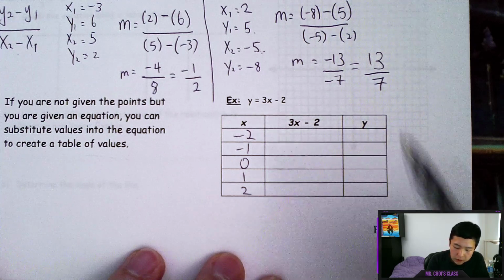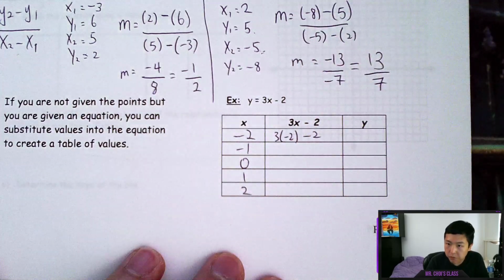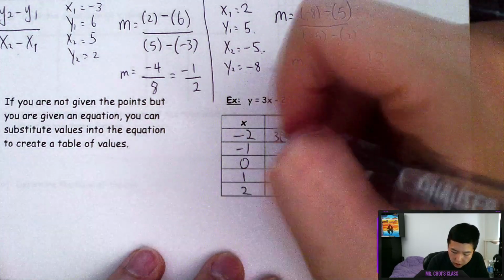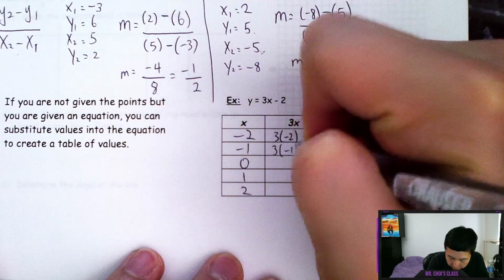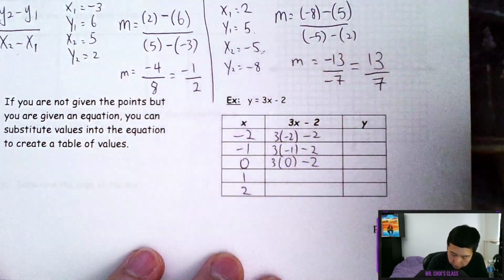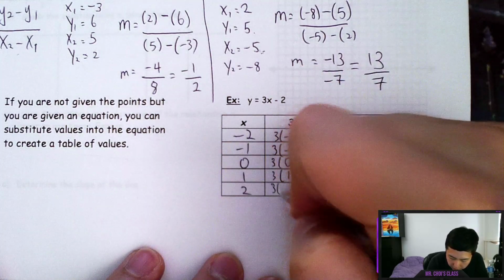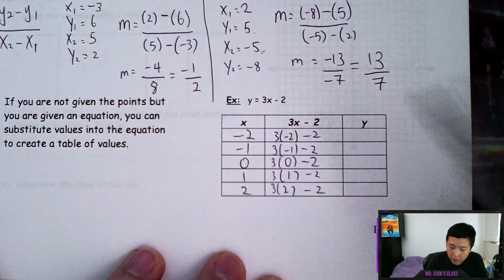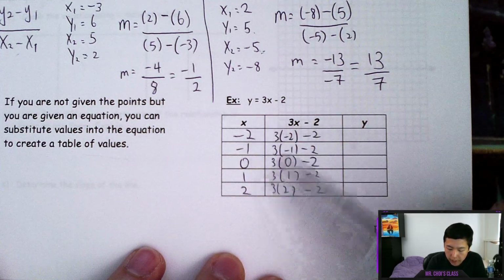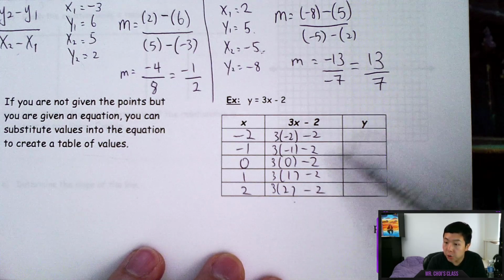Okay? So we write down 3 times negative 2 minus 2. Okay? Then 3 times negative 1 minus 2. 3 times 0 minus 2. 3 times 1 minus 2. And 3 times 2 minus 2. So I've replaced x with all my x values in each row. Right? And then here, you're just doing the math.